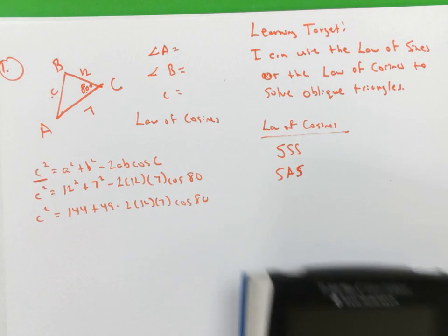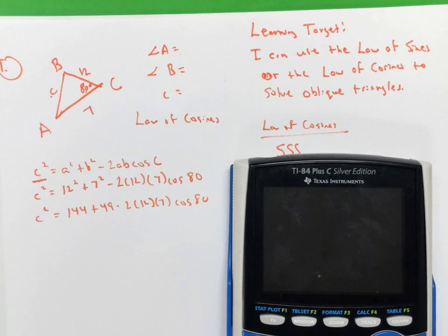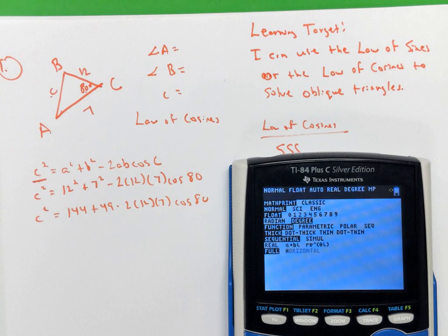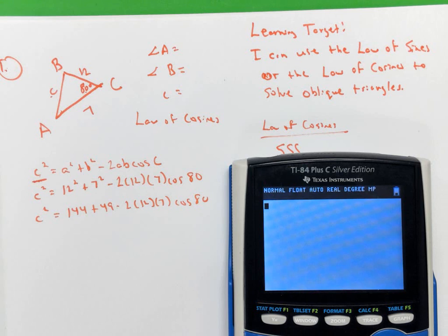Alright, now make sure you're watching how I type this in the calculator, because some of us are still having trouble with this. I'm going to type the entire line, 144. But first of all, always check to make sure your calculator's in degree mode. Okay. 144 plus 49 minus 2 times 12 times 7 cosine of 80.